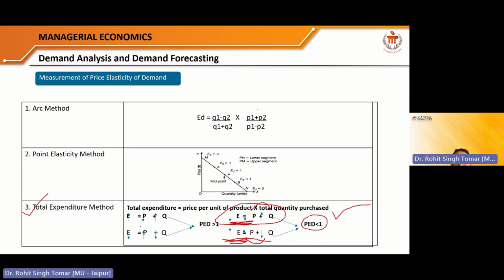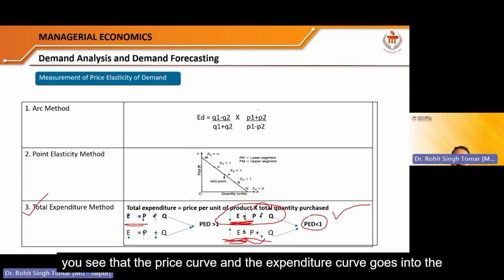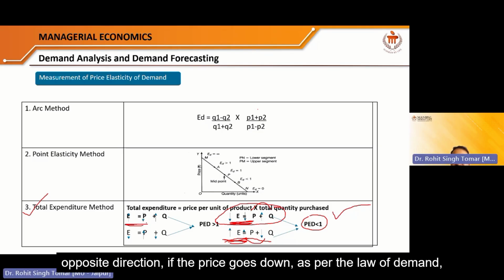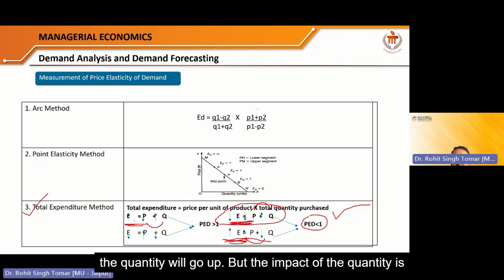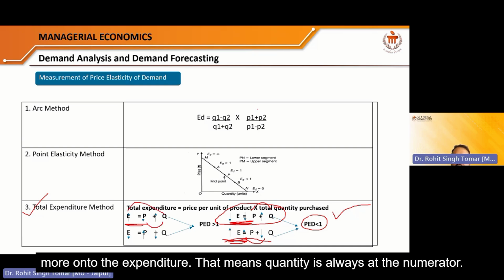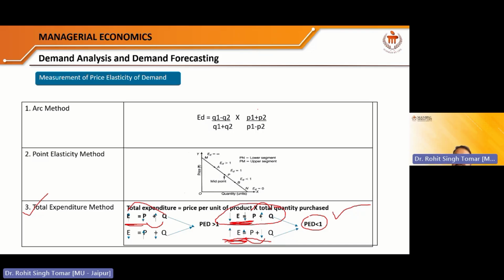If you see that the price curve and the expenditure curve go in the opposite direction, if the price goes down, as per the law of demand, the quantity will go up, but the impact of the quantity is more on the expenditure. That means quantity is always at the numerator. Quantity is moving the entire expenditure. Change in quantity is more than the change in the price. So how can you learn?